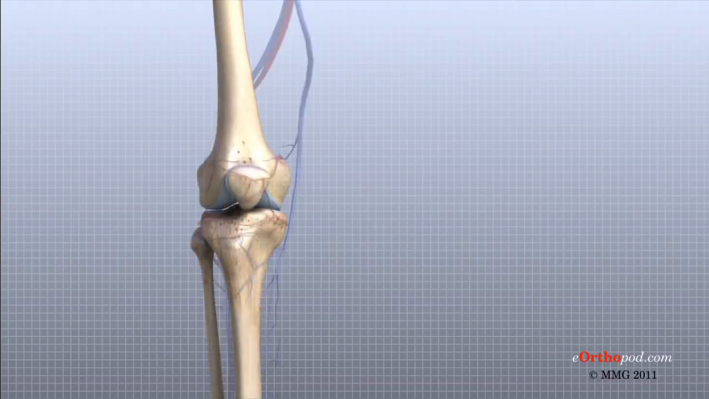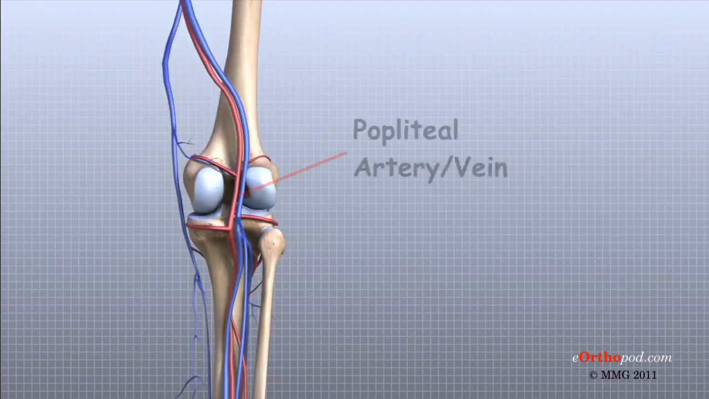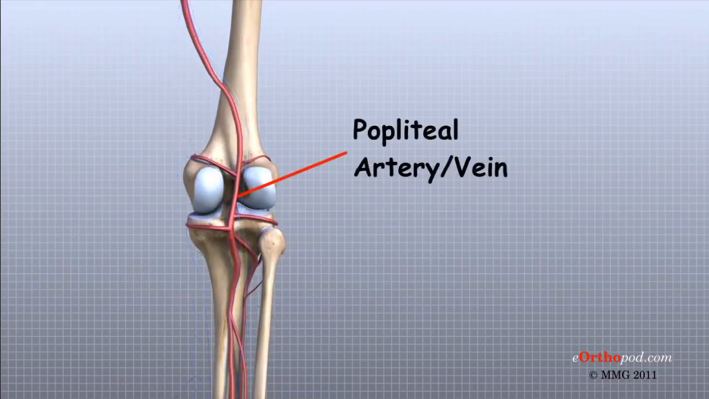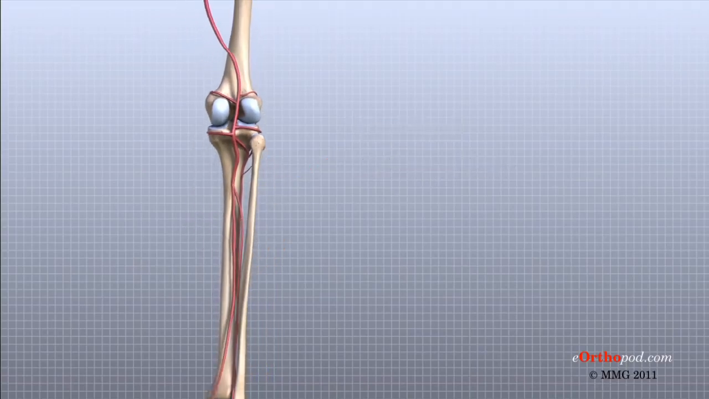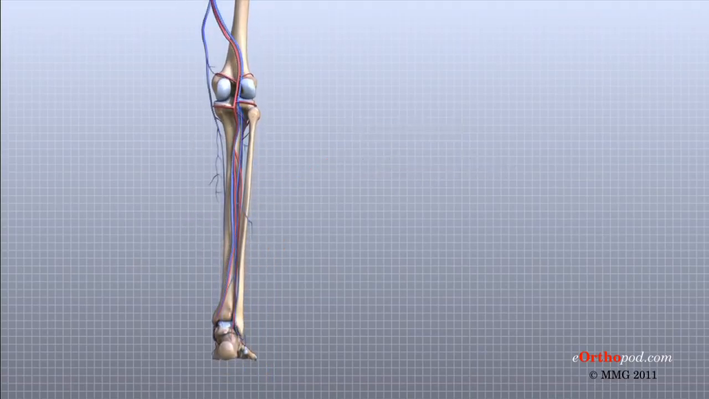The major blood vessels around the knee travel with the tibial nerve down the back of the leg. The popliteal artery and the popliteal vein are the largest blood supply to the leg and foot. If the popliteal artery is damaged beyond repair, it is very likely the leg will not be able to survive. The popliteal artery carries blood to the leg and foot. The popliteal vein carries blood back to the heart.